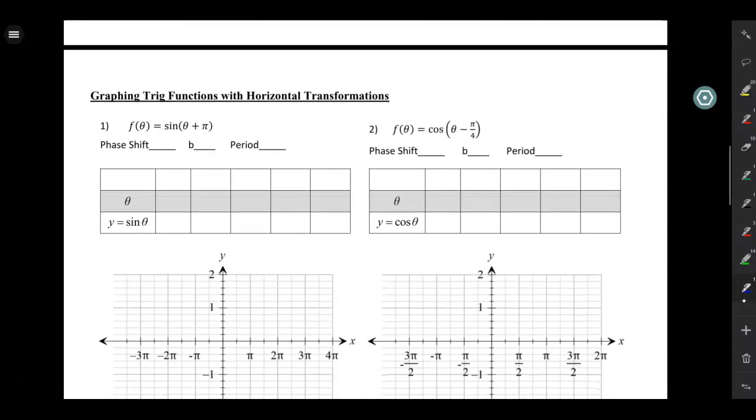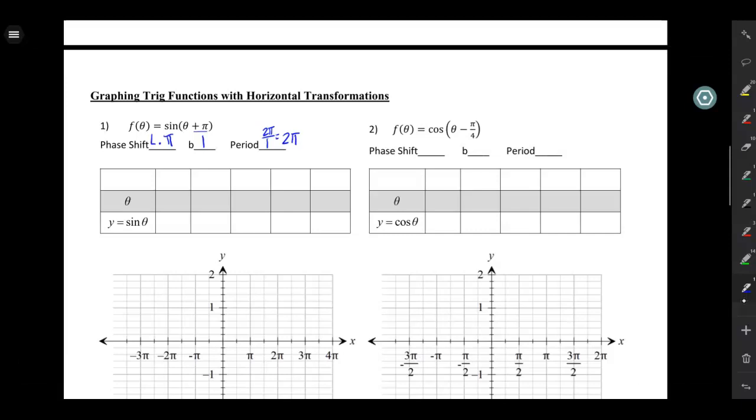So my phase shift, remember, is affected by the number that I'm adding or subtracting to the theta. So since I'm adding pi, that means that I'm going to move left. I'm just going to put an L for left, pi. Okay. My b value, which is the value in front of my theta, is just 1. So my period is 2 pi divided by b. So 2 pi over 1, which is just 2 pi.